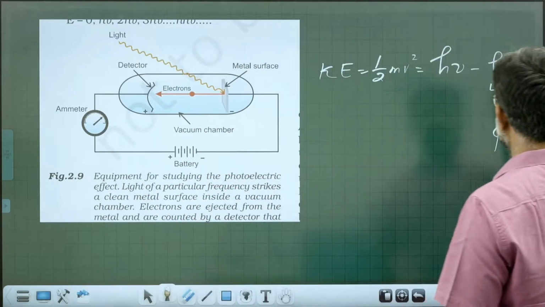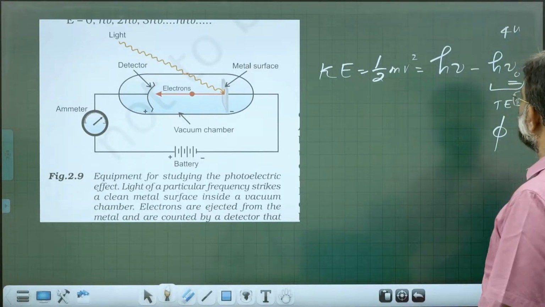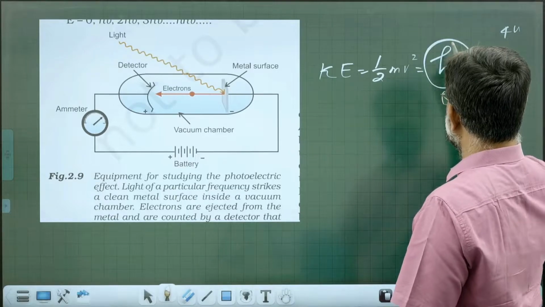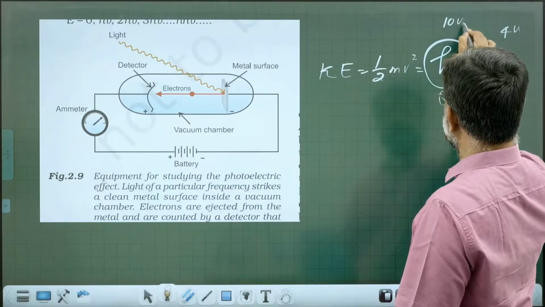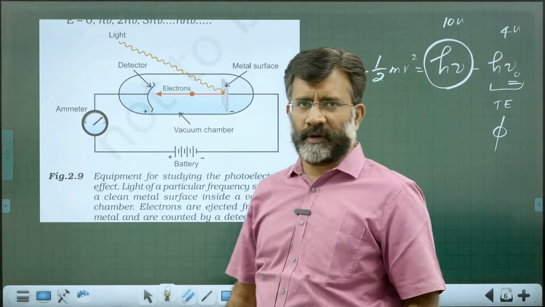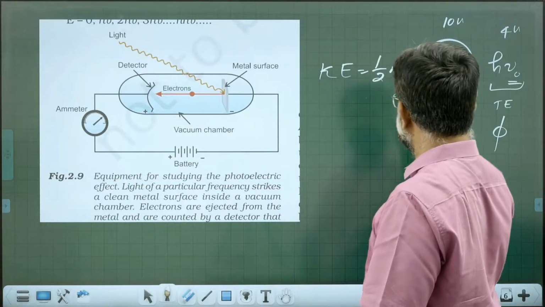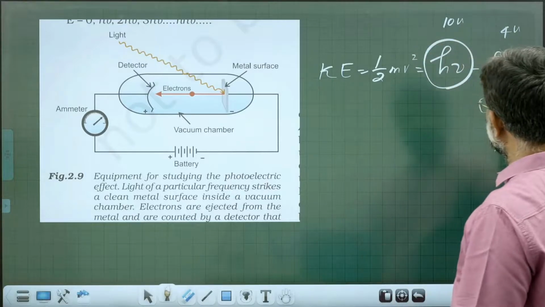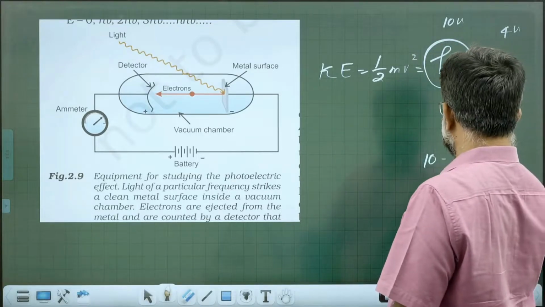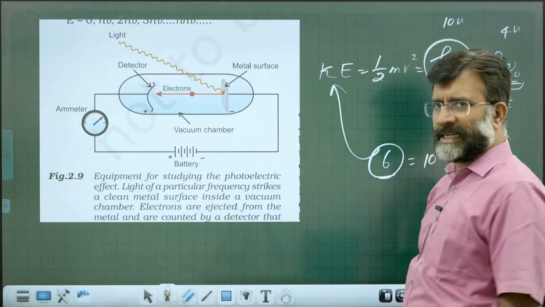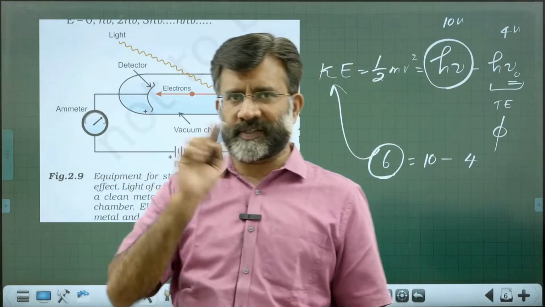Suppose the minimum energy is 4 units, and imagine the energy that I am giving is 10 units. Will there be a photoelectric effect? Yes, there will be. And what happens? 10 energy I am giving, the required energy is 4 units, 10 minus 4, that is 6 units of energy will be transmitted as kinetic energy to the ejected electrons.